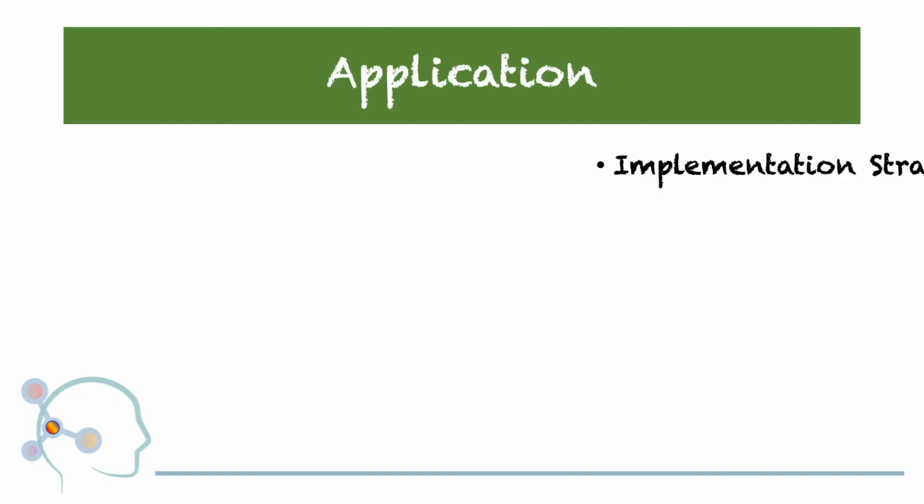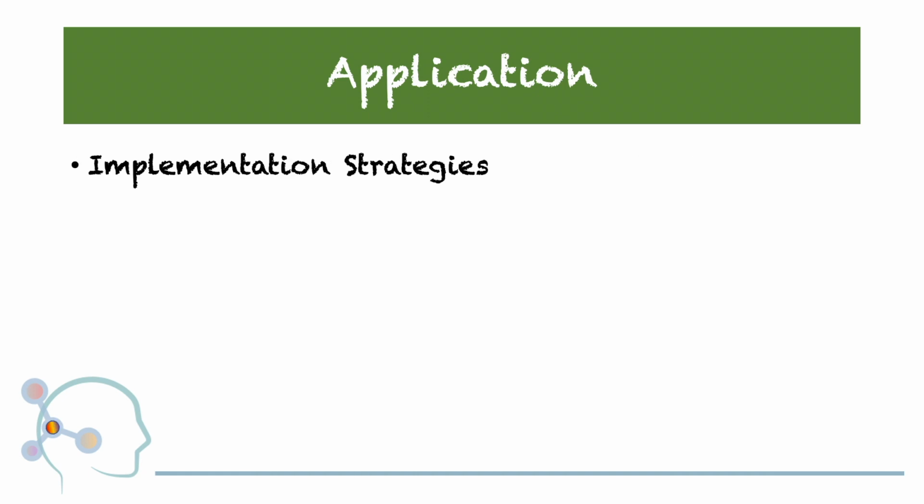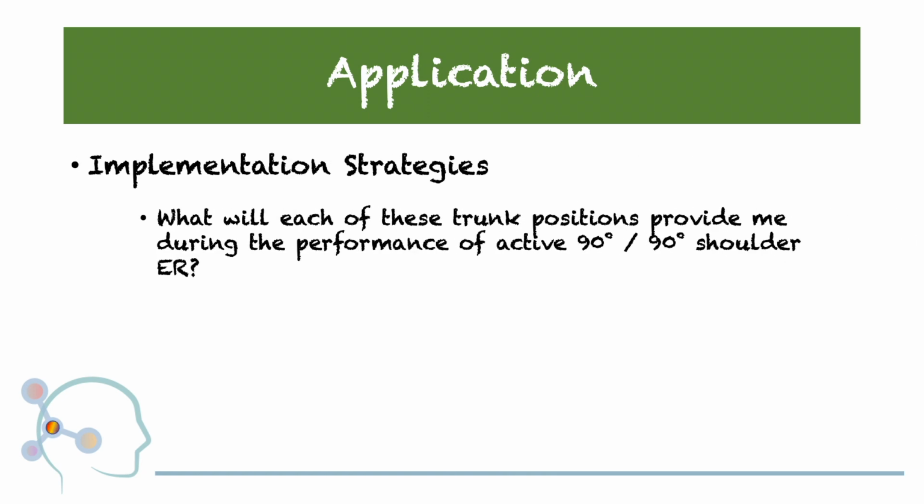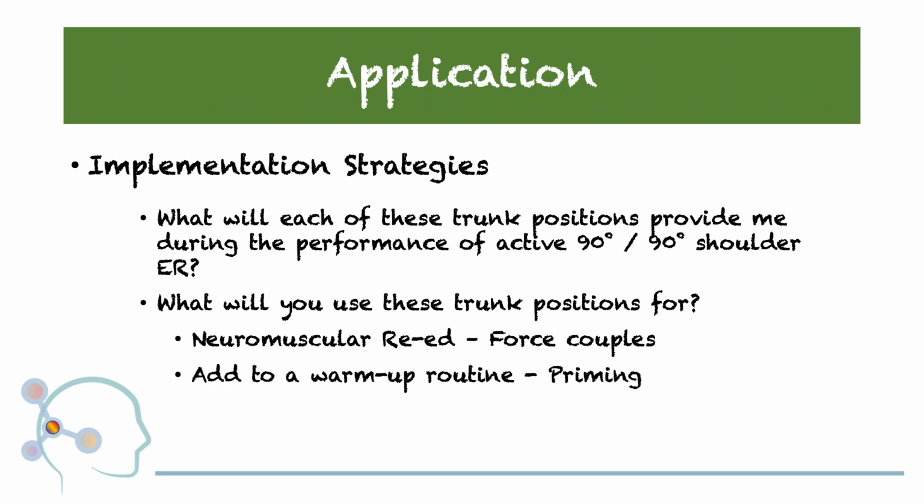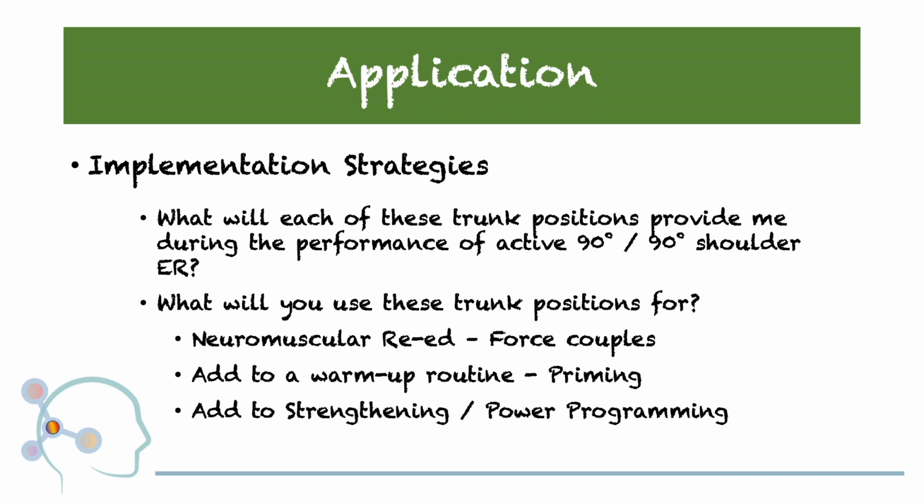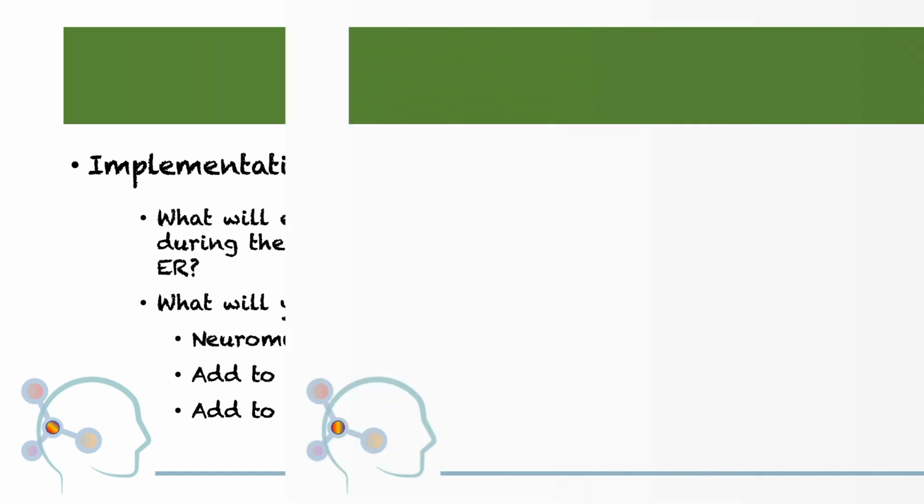So what type of strategy can we use to apply this new evidence-based truth to the body? First of all, we need to be aware of what each of these trunk positions will provide during the performance of active 90-90 shoulder external rotation. What will you use them for? Neuromuscular re-ed to reestablish force couples? Add them to a warm-up routine for more neurological priming? Or add them as a component to basic strength and power programming?